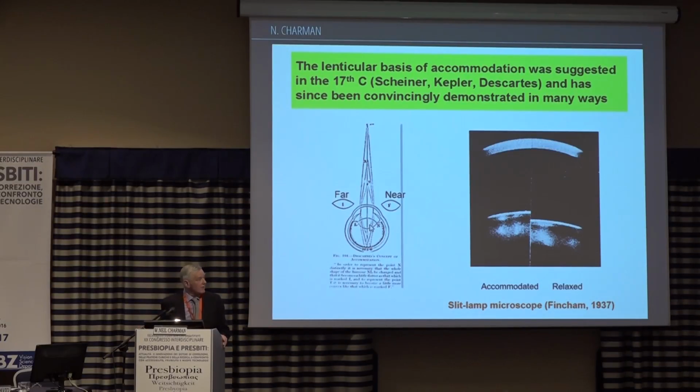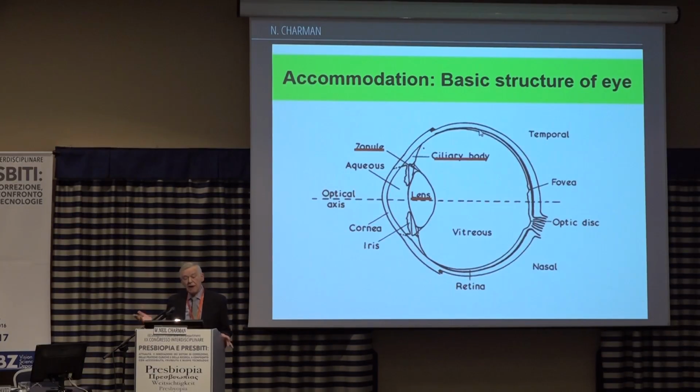I put on the right-hand side there a typical slit lamp view where on the left-hand half of the figure, it's for near vision, and on the right-hand side, it's for relaxed accommodation. And as I say, numerous people have followed this through and demonstrated that it's the lens of the eye that changes the optical power, not the cornea, maybe not the axial length and all the other possibilities, but it's the lens.